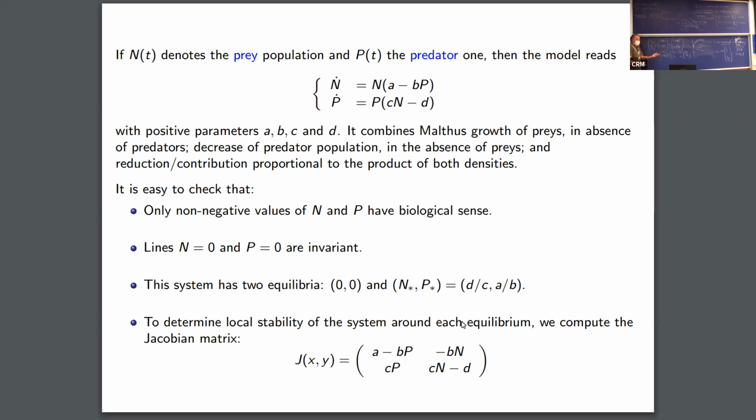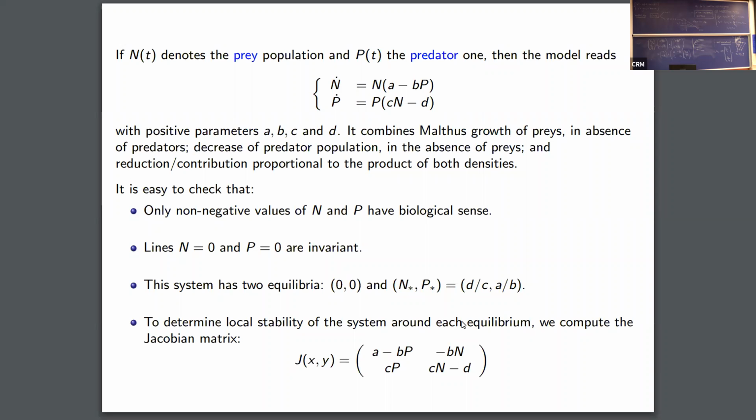In this case, the system is not cooperative, it's not competitive because we have one positive and one negative, okay? So I want to deal with this problem. The first thing you do is, as before, you compute. Okay, observe that again, it's a Lotka-Volterra system, it is a Kolmogorov system. You have that the coordinate axes are invariant.